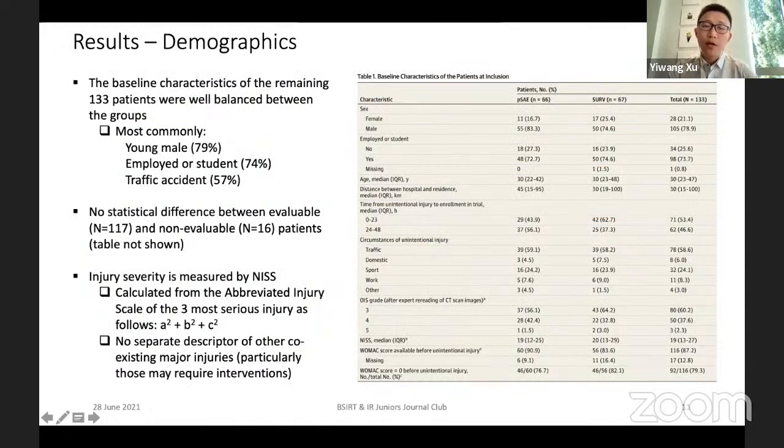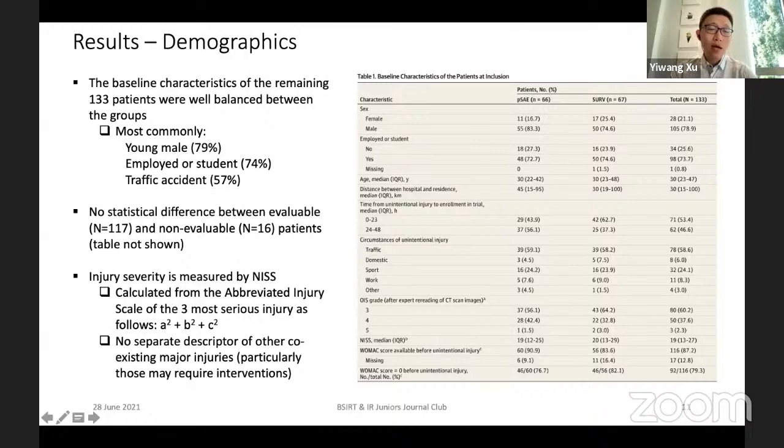First, we'll look at the demographics. I think suffice to say that between the 2 groups, the baseline characteristics are very well balanced. They are usually young males, employees or students, and the injuries most frequently occur in traffic accidents. Studies like this would involve polytrauma patients who might not be conscious or easy to evaluate. The authors also include a table, which I've not shown here, of the patients that are not clinically evaluable.